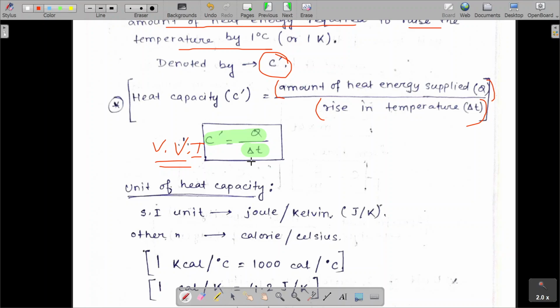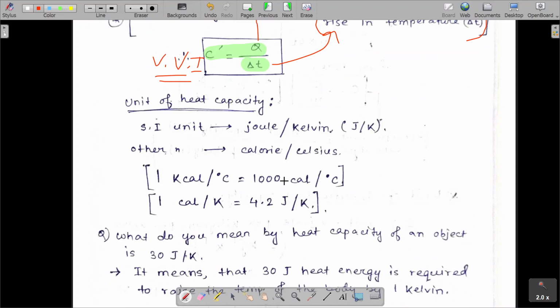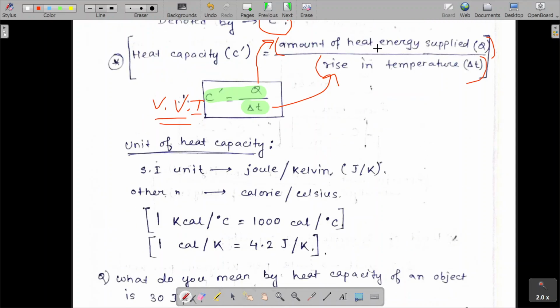C dash is equal to Q by delta T. Q is the amount of energy supplied and delta T is the rise in temperature. Now, the unit of heat capacity. Amount of energy is in joule, rise in temperature in Kelvin. So the SI unit is joule per Kelvin.